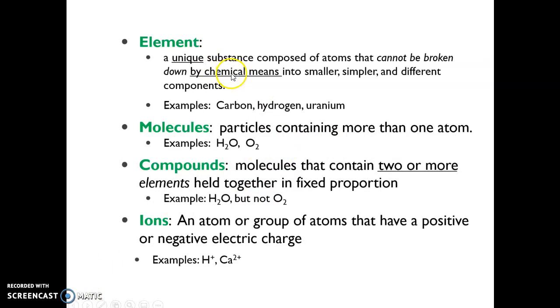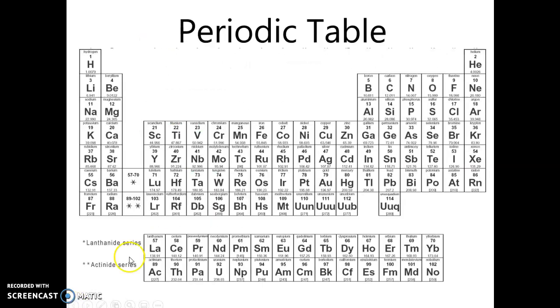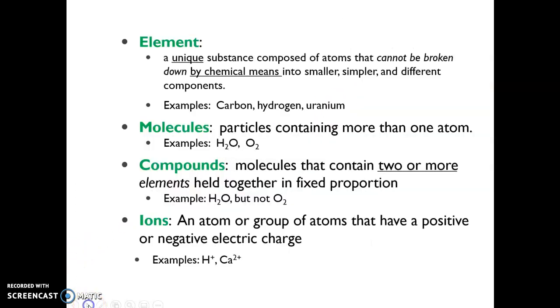An element also can't be broken down by any chemical means, not just physical means, into smaller, simpler, and different components. So if we go back and look at carbon, for example, by combining carbon with oxygen and getting carbon dioxide, you don't change the fundamental unit of carbon. It still stays there with its 6 protons, and oxygen still stays there with its 8 protons. So that individual unit can recombine with different elements, but the basic unit won't change. So that's what's meant by not changing in any chemical reaction.